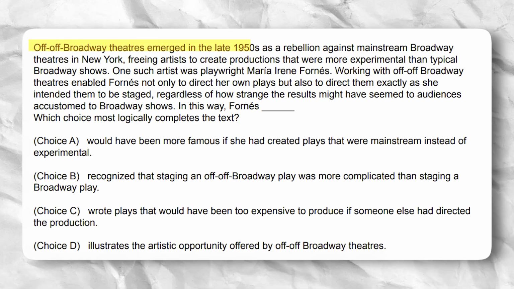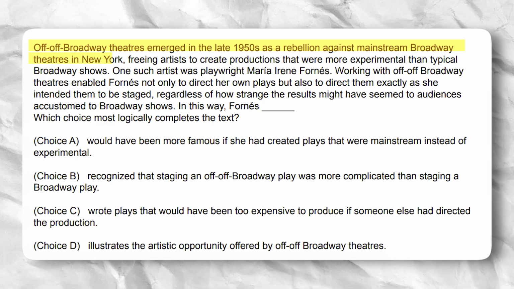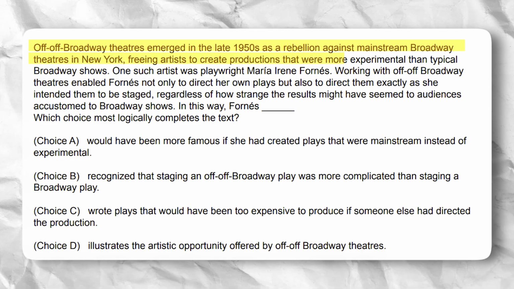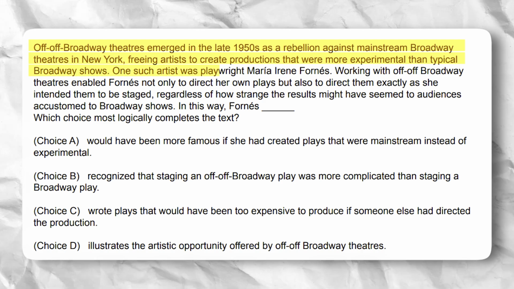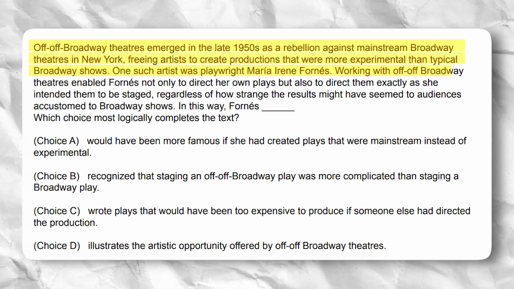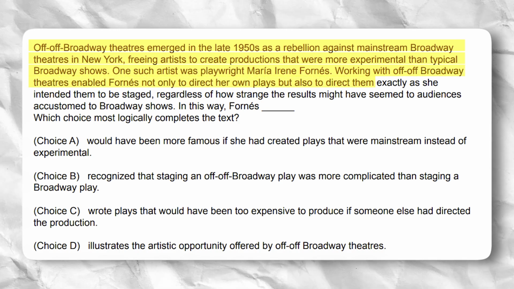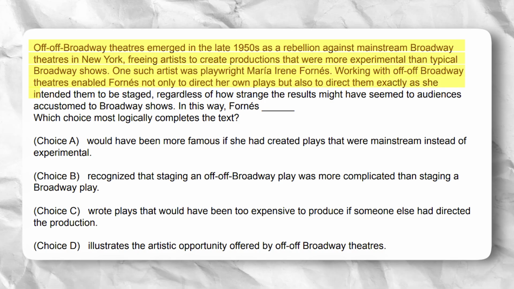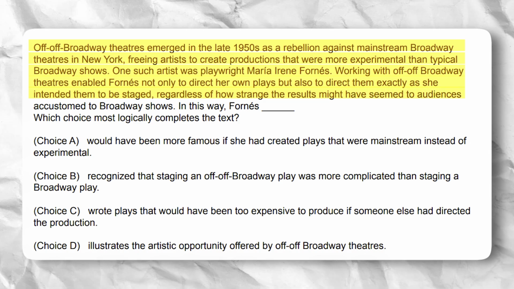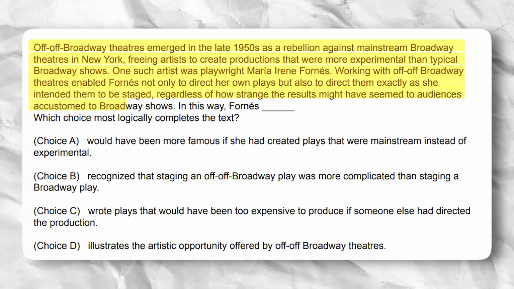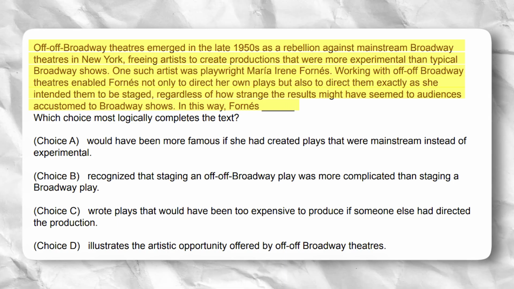Off-Broadway theaters emerged in the late 1950s as a rebellion against mainstream Broadway theaters in New York, freeing artists to create productions that were more experimental than typical Broadway shows. One such artist was playwright Maria. Working with off-Broadway theaters enables her not only to direct her own plays, but also to direct them exactly as she intended them to be staged. Regardless of how strange the results might have seemed, the audiences accustomed to Broadway shows, and in this way she dash. So what's the main idea here?